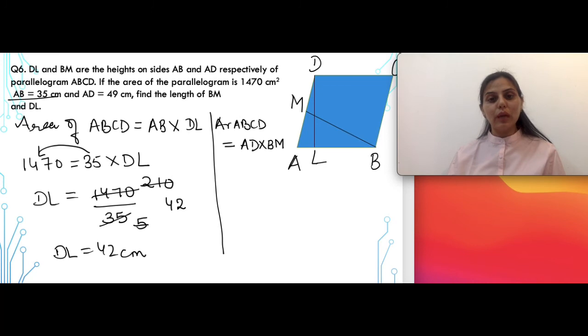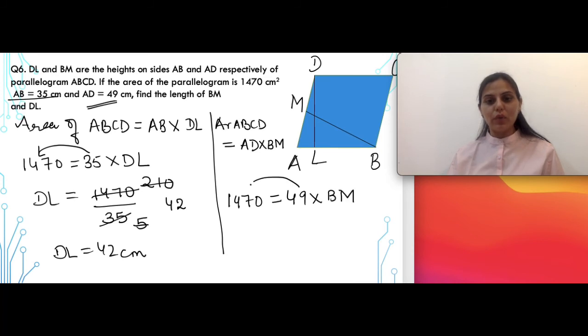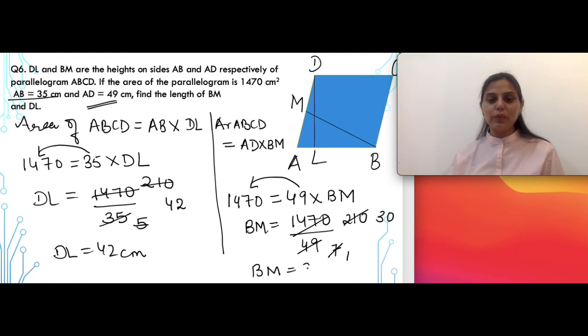Similarly, when you are coming to the other part, area of ABCD is given as 1470. Now in this case, the value of AD is given as 49 multiplied by BM, which we are supposed to calculate. So we take 49 on the other side. BM can be written as 1470 divided by 49. We can cancel the terms with the table of 7. 7 sevens are 49 and 7 210s are 1470. Again with the table of 7. 7 ones are 7 and 7 30s are 210. So BM will be equal to 30 centimeters. So this is how you calculate the corresponding heights if the area and base are given to you.